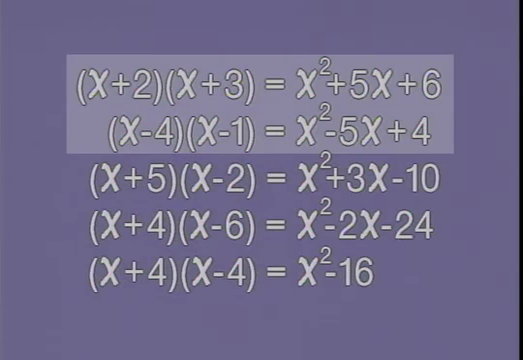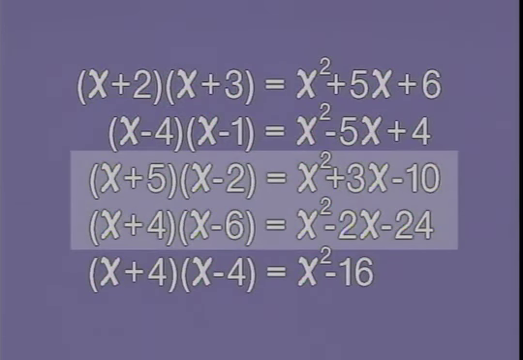So, the x plus 2 times the x plus 3, that type of pattern says we're going to have a positive number in the middle term. The x term will have a positive coefficient, with that number being the sum of the two numbers. That is, 2 plus 3 is 5. In the second pattern, x minus 4 times x minus 1, we have negative 4 plus negative 1, giving us negative 5x. The next two patterns are different because we have opposite signs.